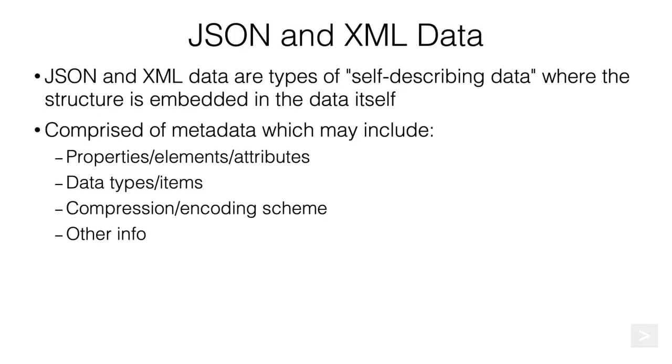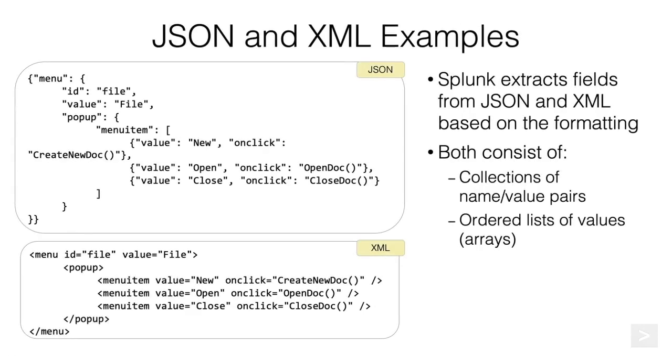A great example of this type of data is JSON and XML. These two data sources are what we call self-describing data, where the structured data that we're working with is easily understood and made up of elements, attributes, and additional metadata information. Splunk is trained on structured data and will automatically detect and interpret JSON and XML formatted data and extract fields from the values within the arrays and within the collections of the name value pairs.